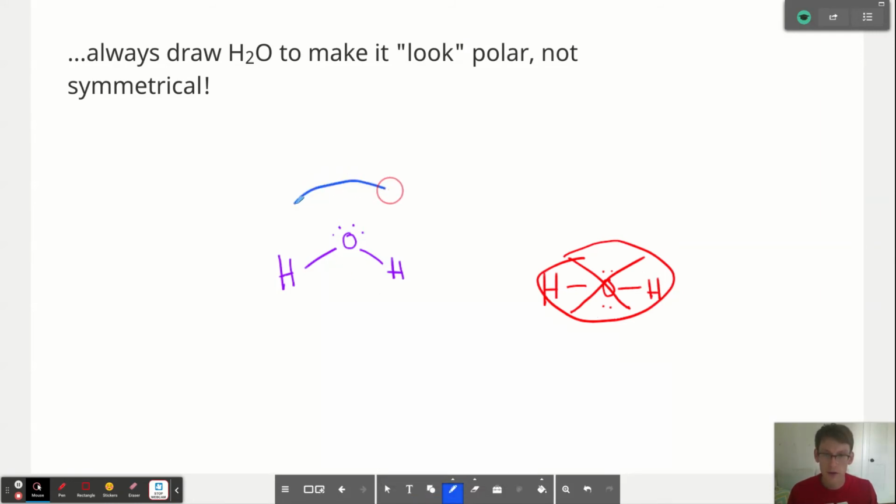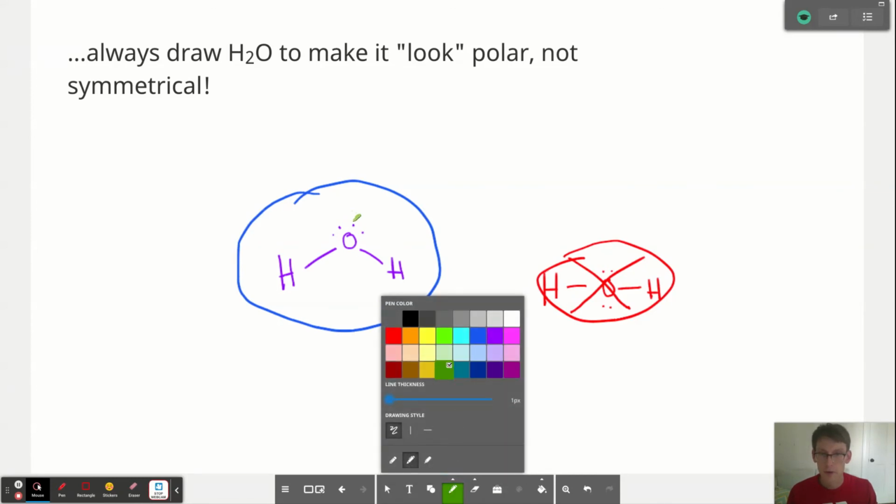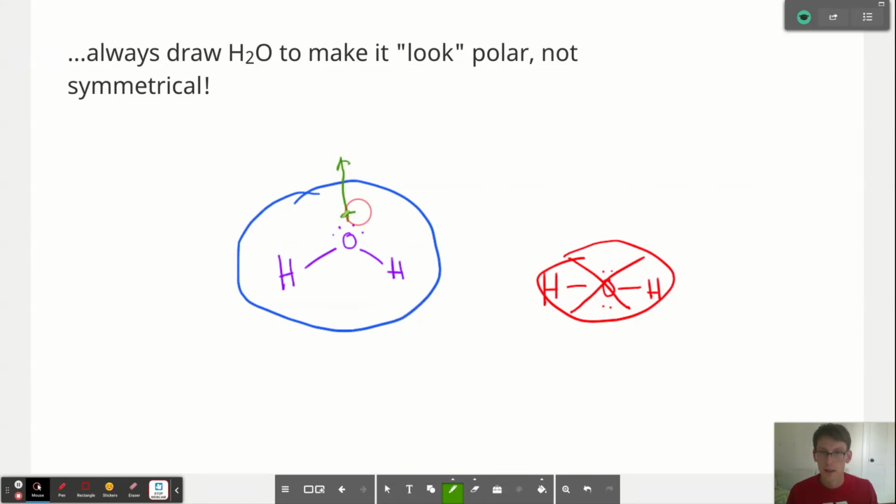So our Lewis structure is best represented like this, so that you can see the polarity. And I'm not going to show the work, but I will show the net dipole moment is going in that direction.